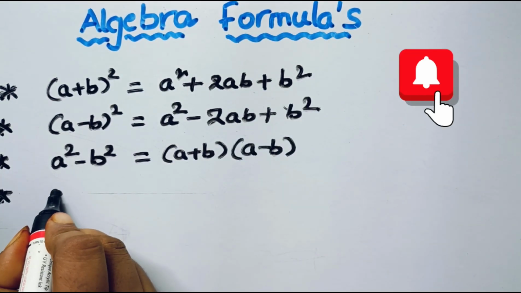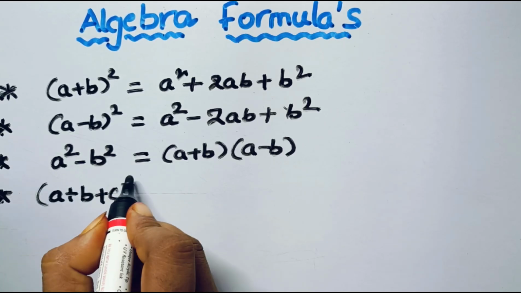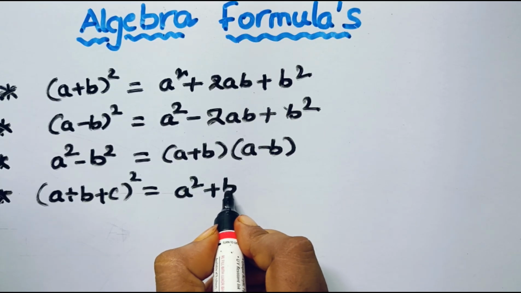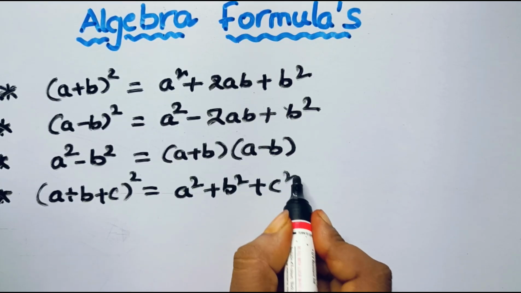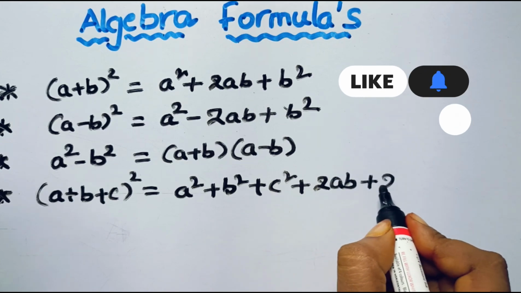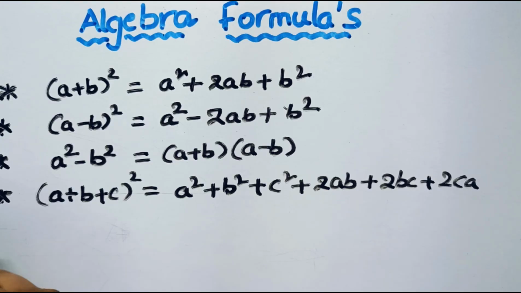Next one is (a + b + c)² = a² + b² + c² + 2ab + 2bc + 2ca.